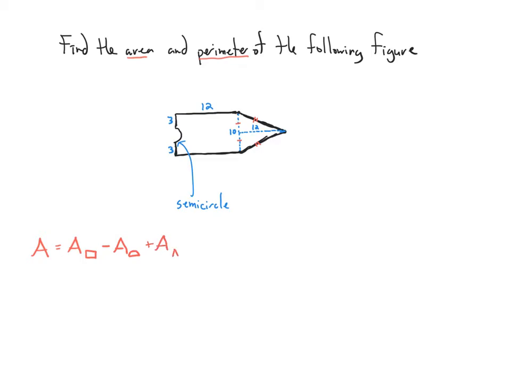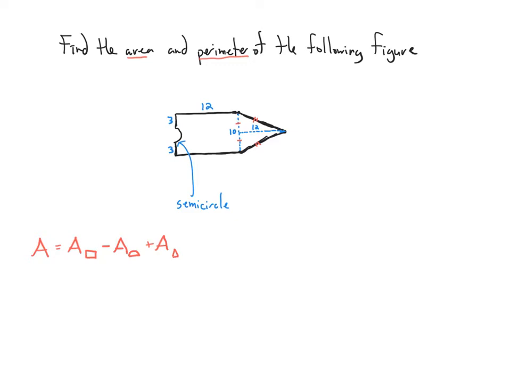Oh, that's not a triangle. There we go. So if I figure out the area of the rectangle itself, and then take away that little semicircular bit there, so half of this circle, and then add on the area of this triangle at the end, then I'll find the area of the entire figure.